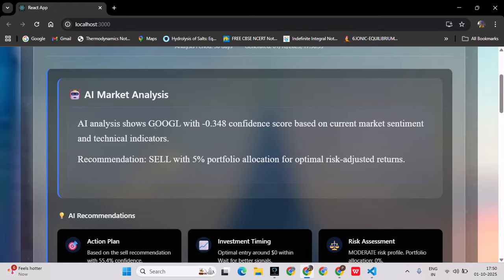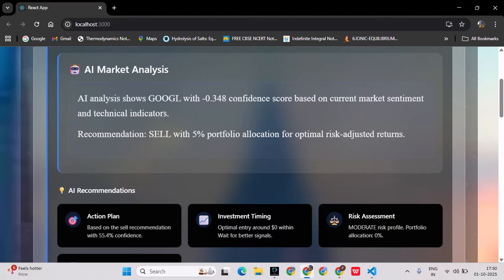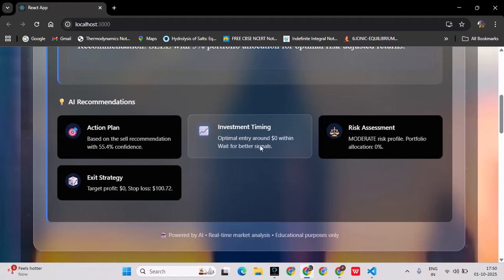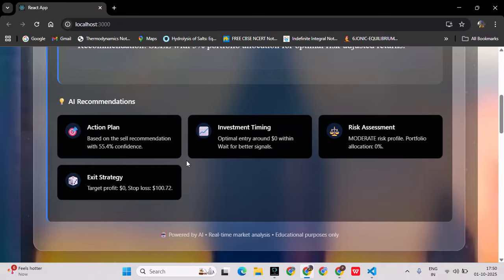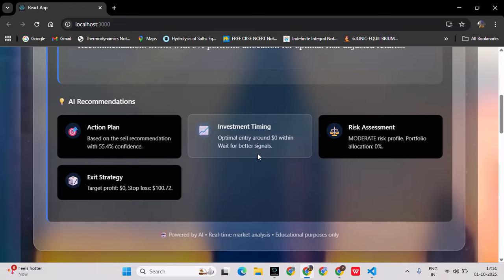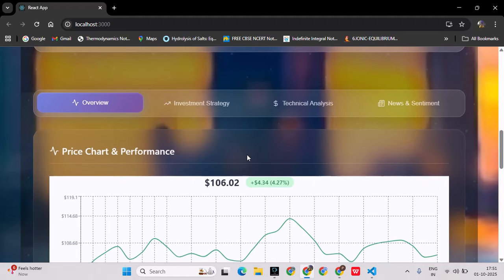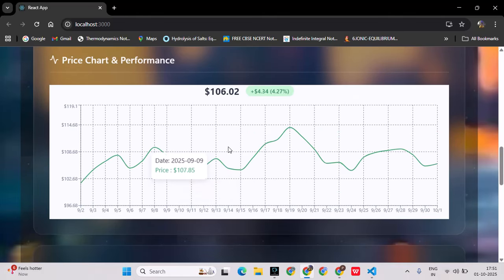It shows the Google analysis with a score of minus 0.34, based on the current market sentiment and technical indicators. The recommendation is to sell, with a 5% portfolio allocation for optimal risk adjustment. So these are the AI recommendations. It will give how much confidence there is in the plan, the investment strategy, the risk assessment, and the exit strategy, etc. And this is the stock price.